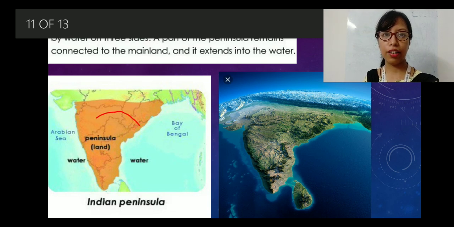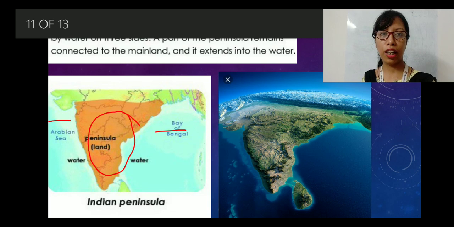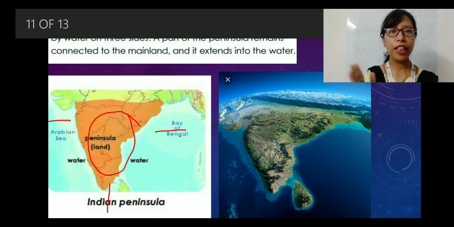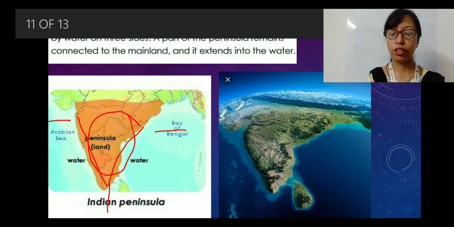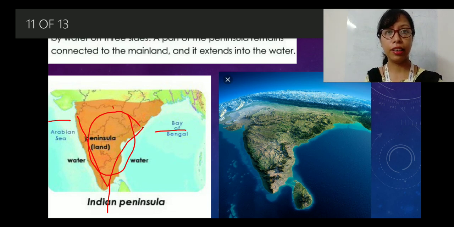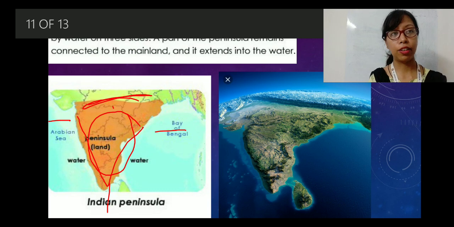Okay, this is the land of India. Now these are the three sides, 1, 2 and 3, right? So the three sides are covered with water. So everywhere is water. Only when three sides of the landmass are covered with water and surrounded by water, and the mainland is connected by only one part, then it is called a peninsula.